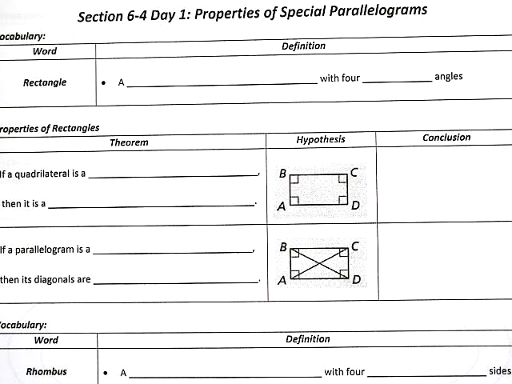Section 6 for day 1 is just a lot of properties, okay? We're not doing a ton of problems. We just have to talk about a bunch of different properties for special parallelograms. So the first one we're going to start with is rectangle. That should be something that's familiar to you.